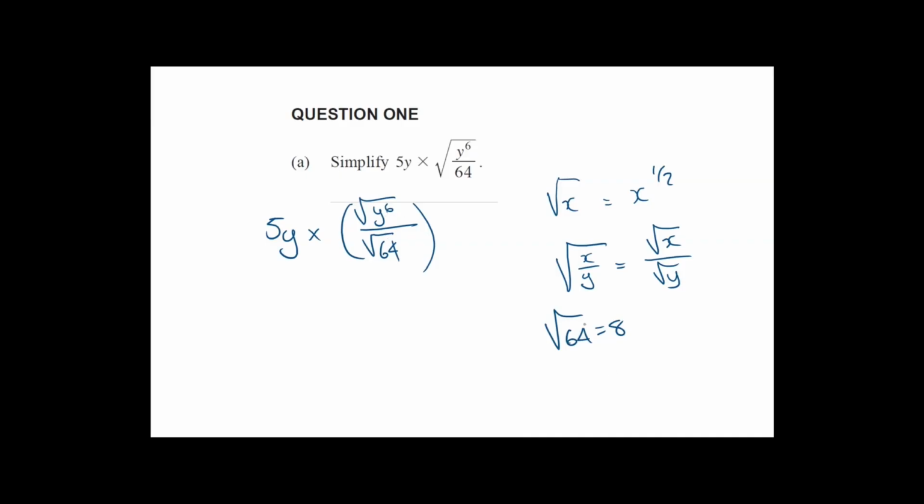So this one here, y to the power of 6 to the power of half. So 6 times half is y to the power of 3. So when we come to simplify, this is going to be 5y times y cubed over 8. And I'm going to put a 1 there so I can multiply the top and the bottom. So 5y times y cubed is going to be 5y to the power of 4 over 8. And I would just leave it like that. I wouldn't put 0.6 or anything crazy like that. I would just leave it in that form there.